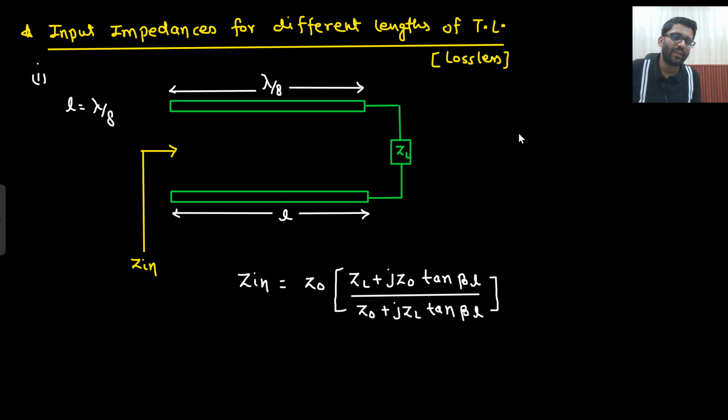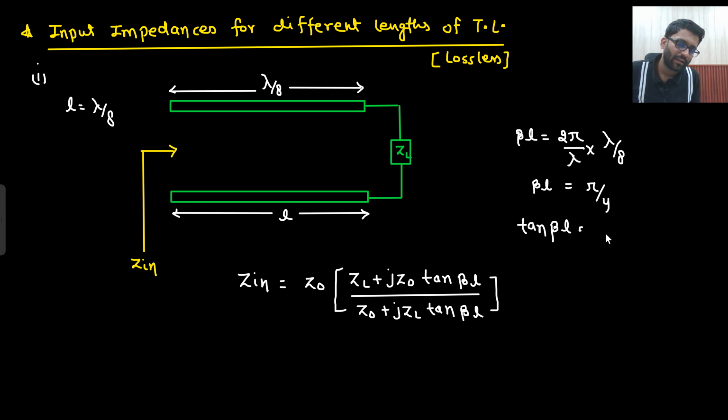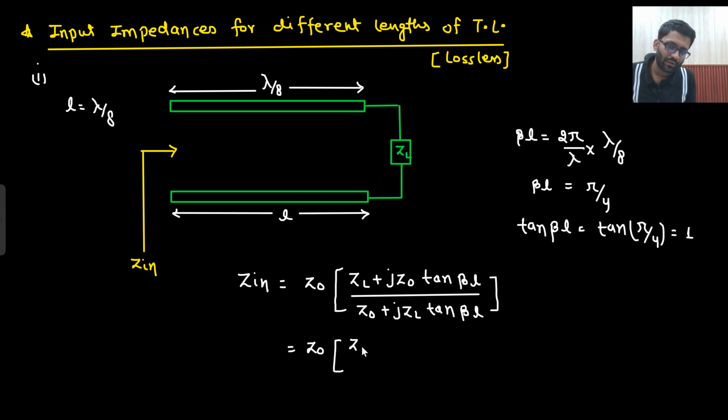So what will be the value of beta L now? Beta L would be 2 pi by lambda, and length is lambda by 8. So what you are getting? Pi by 4. So your beta L is pi by 4. So what will be your tan beta L? Tan of pi by 4 would be 1. So what you are getting? Z naught into ZL plus j Z naught divided by Z naught plus j ZL. That is your Z in.